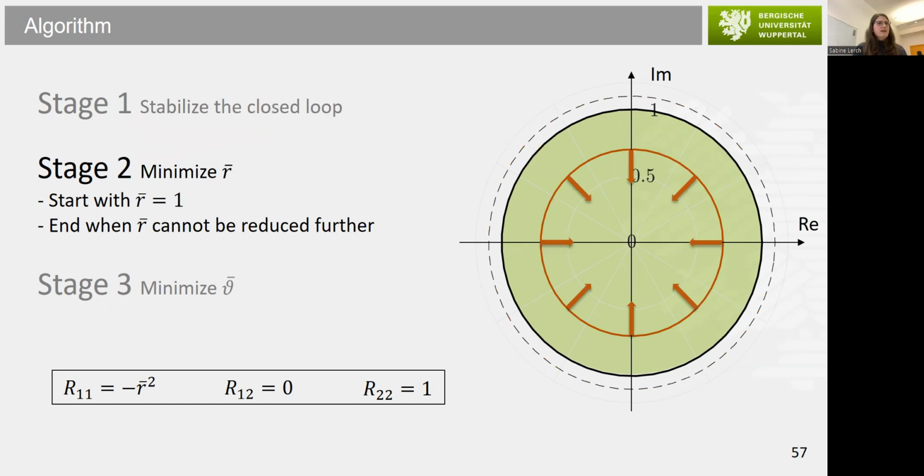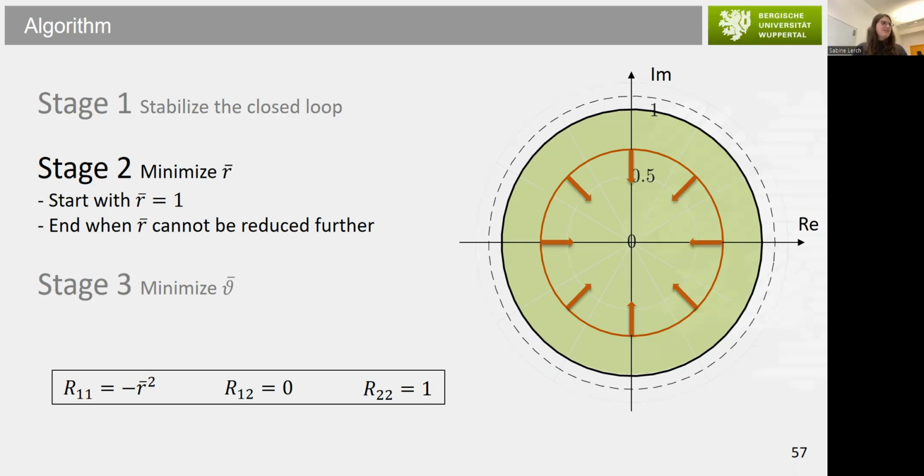Then in the second stage, we can minimize the radius further. We can even minimize it until it cannot be reduced further. Of course, that would not be necessary to minimize the damping angle, but switching from stage 1 to 3 directly, where we will minimize the damping angle, can sometimes cause numerical problems. So it's easier if the eigenvalues are already inside a circle with a radius smaller than 1. We could stop it at some point. We don't have to go until it cannot be reduced further, but it's performed offline, so we have time.